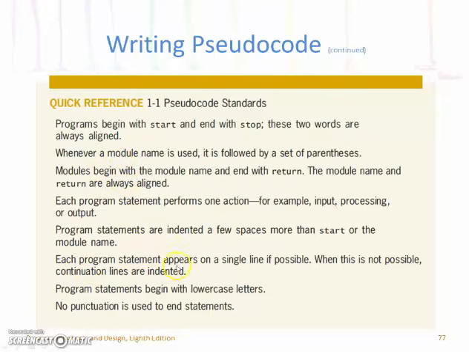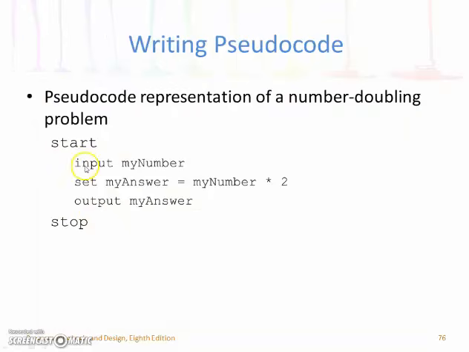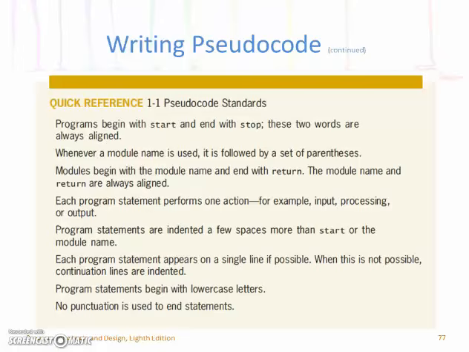Now, each program statement appears on a single line, if possible. When this is not possible, continuation lines are indented. So we will have them on a new line, and if this was a long processing statement, you will just indent a few spaces and then carry on writing. Okay, you'll see this later when we write bigger programs.